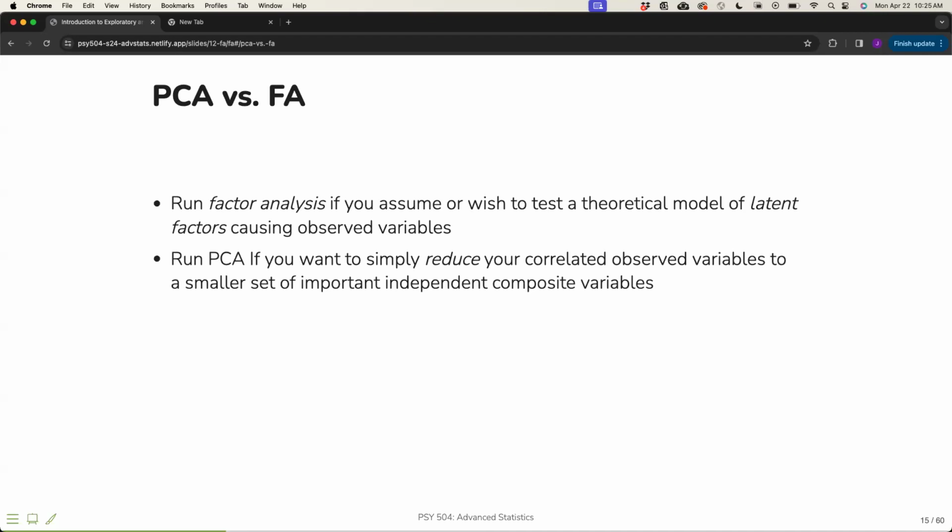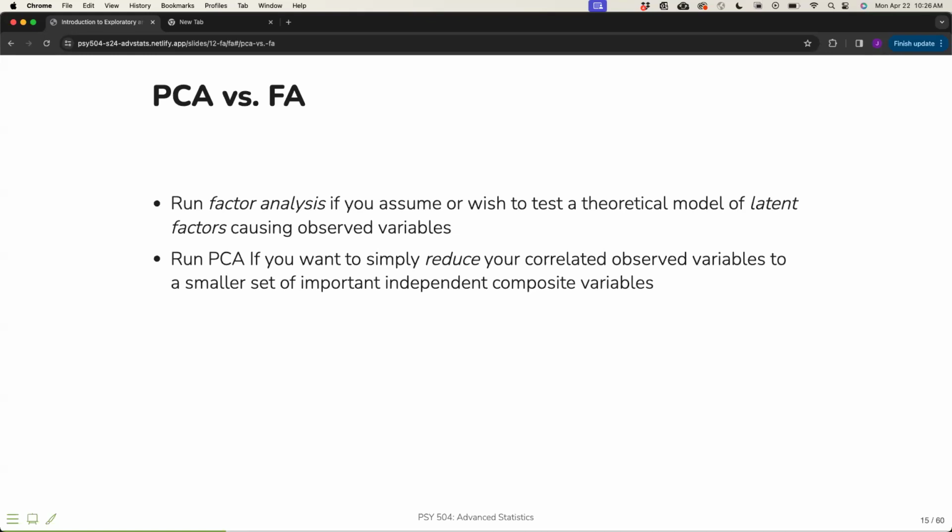Yeah? What can you use PCA for, identifying latent factors? It has to do with how the variance is partitioned. In PCA, we're taking the total variance. We're not differentiating between common variance and unique variance, right? In principal components analysis, we care about the total variance. In common factor analysis, we only care about the shared variance, right? So that lends itself better to testing these theoretical constructs, these latent factors.